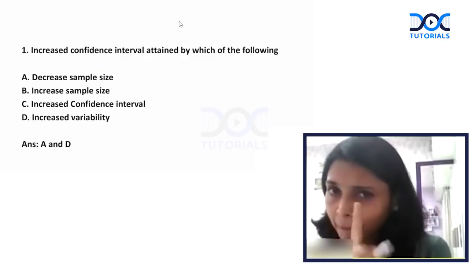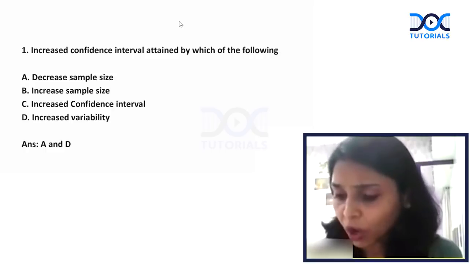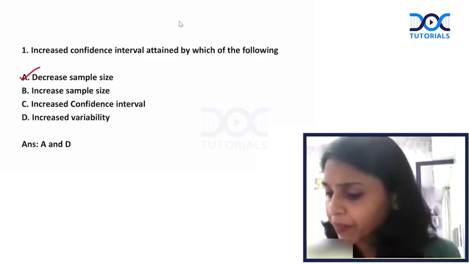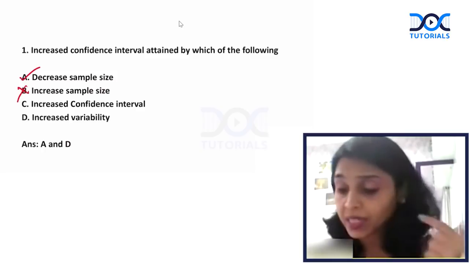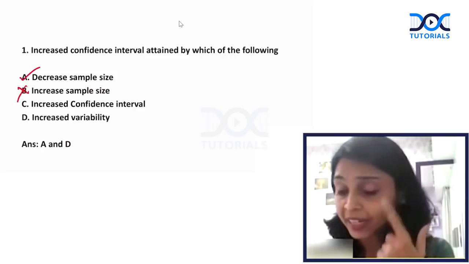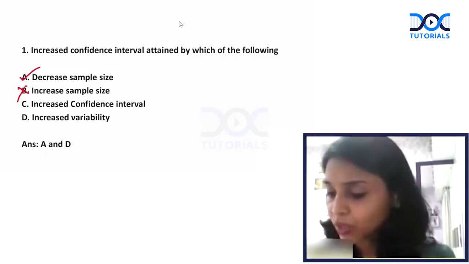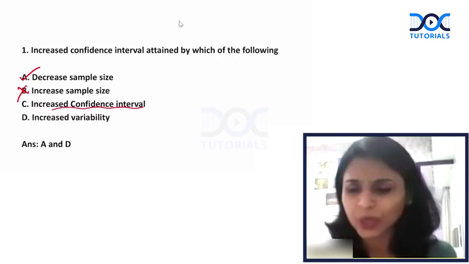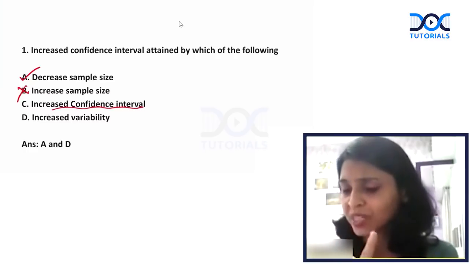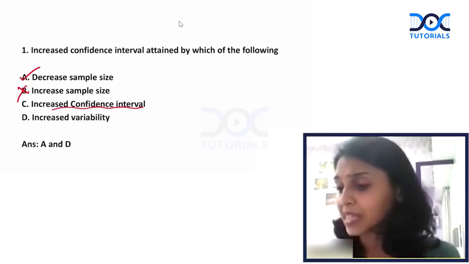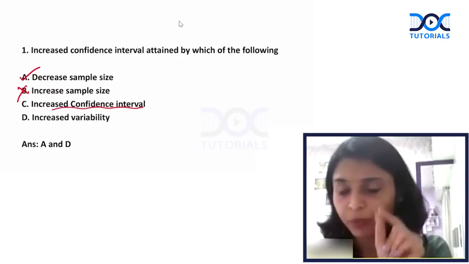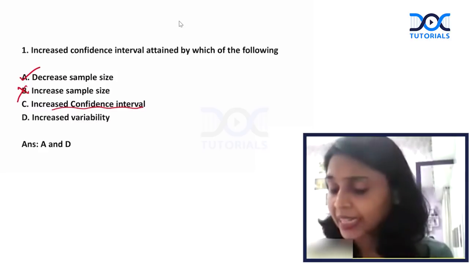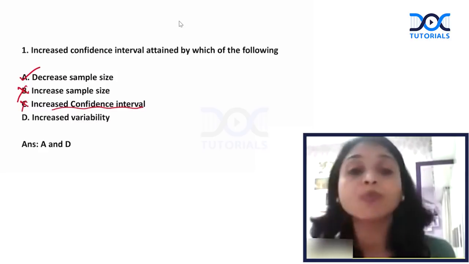A. But look at the other options. A is correct. Increased sample size will decrease the confidence interval. From the recollected question, 2-3 students said it was increased confidence interval, but I don't think that might be the option there. See, increased confidence interval is attained by which of the following? Again, increased confidence intervals. So I think there is some ambiguity in that option. And what about increased variability?